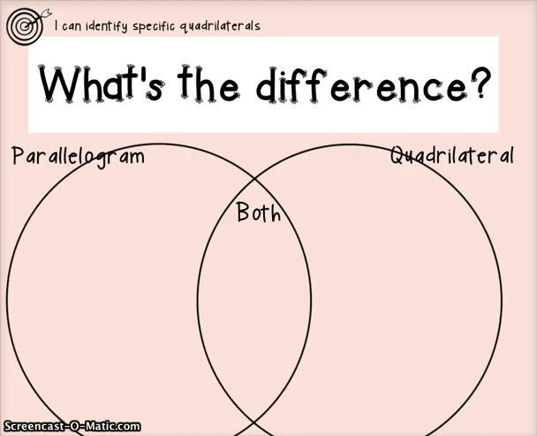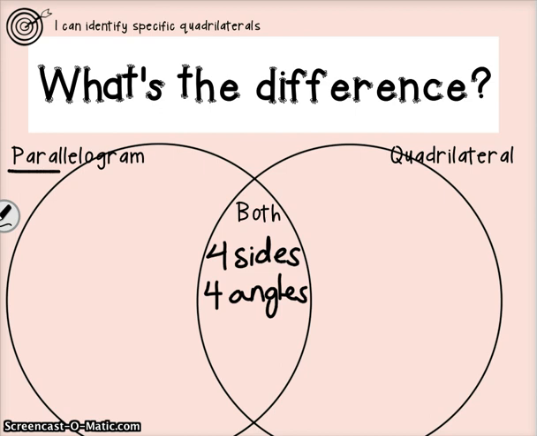So what's the difference? A parallelogram and a quadrilateral. What do they both have? Okay, they both have 4 sides. What else do they both have? 4 angles. That's right. What is unique about a parallelogram? A parallelogram has 2 sets of parallel sides.